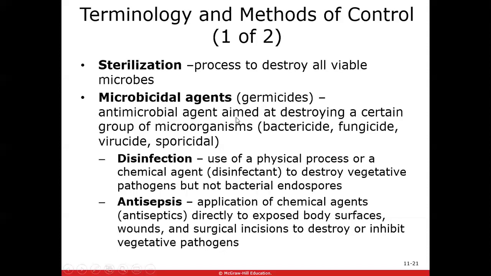So actually, let's go through terminology and methods of control. You have sterilization, which is the process to destroy all viable microbes. Then you have microbial agents, which are antimicrobial agents aimed at destroying a certain group of microorganisms. And then you have disinfection, which is the use of a physical process or chemical agent, a disinfectant, to destroy vegetative pathogens, but not the bacterial endospores.